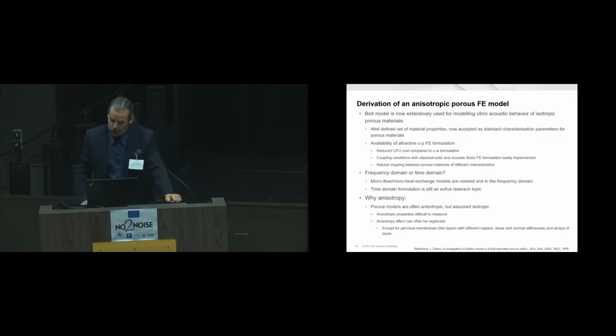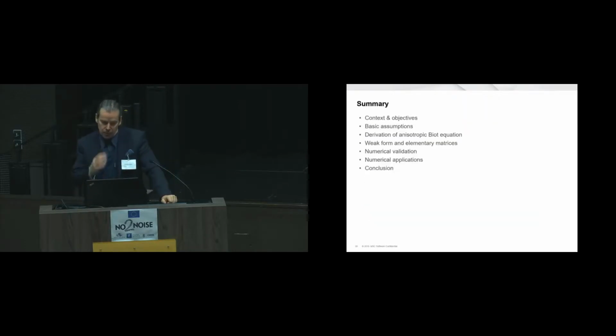Something I will do also here, but very quickly, I will not go into details, is use anisotropic biomaterials. Why? Because porous materials are often anisotropic. We assume them isotropic because anisotropic properties are difficult to measure, and anisotropies can often be neglected. But still, it can be important for some cases, like arrays of ducts that I will hopefully speak about later, or very thin membranes that have anisotropic elastic behavior, where you have shearing and bending or compressive behavior that can be different. So it can be important, and as you will see, it comes at no additional cost. So why go to isotropic Biot when you can do anisotropic?